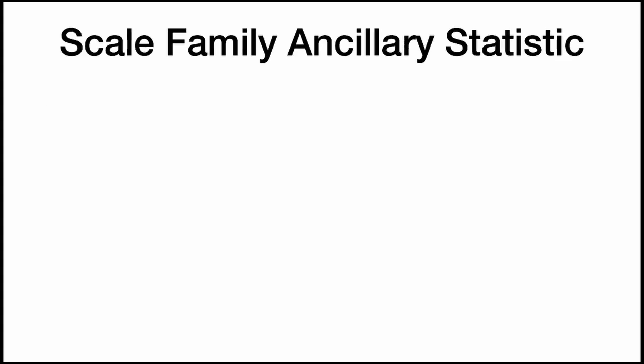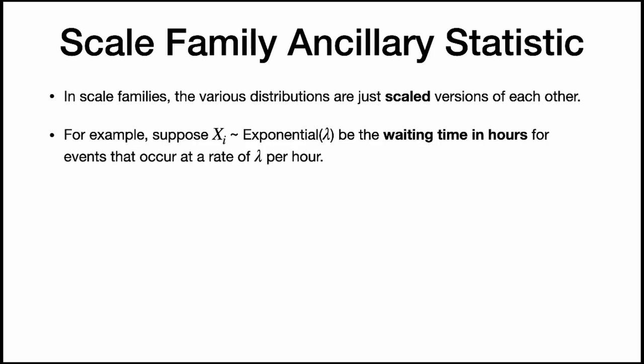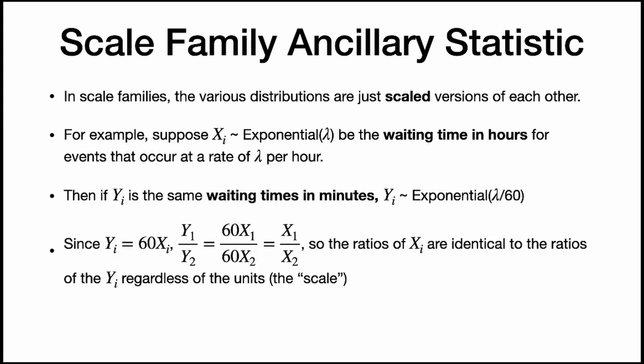Similarly, we have scale families. Okay, so in scale families, the various distributions are just scaled versions of each other, which could be viewed sort of like a change of units, right? So suppose that we have our data x, which follows an exponential distribution with rate lambda, and let that be the waiting time in hours for an event that occurs at a rate of lambda per hour. Well, then if y is the same waiting time in minutes, y has an exponential distribution with rate lambda over 60.